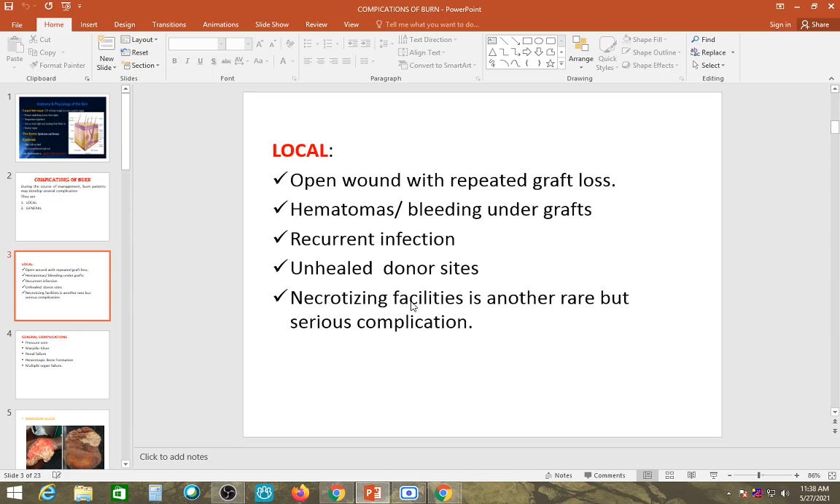After the surgery, if we are not giving the proper information, or we are not taking care of the patients properly, and we do not mobilize the patients and they simply keep lying down on the bed without changing position, then because of that the skin graft wound can have repeated infections, or it may become an open wound. Hematoma and bleeding under the graft, the same thing.